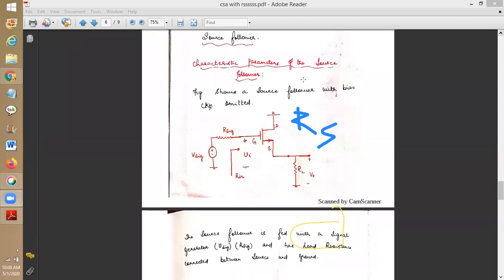Nishant? When do we use the hybrid model and when do we use the T equivalent? When do we use the hybrid model? When source resistance is connected, we'll use the hybrid model.